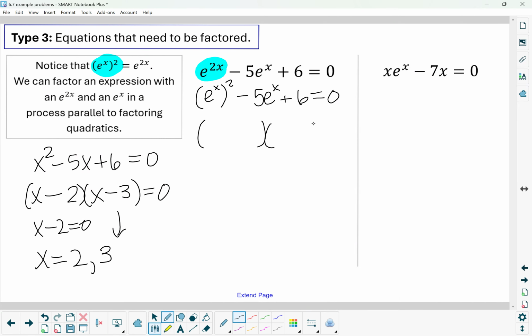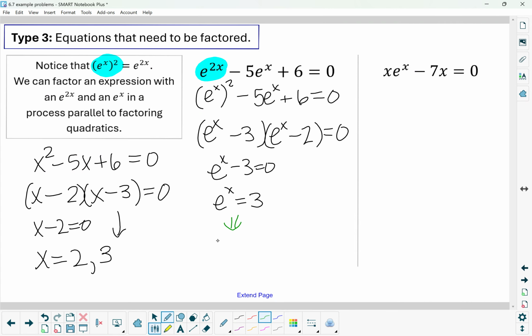The difference is when you are thinking about what goes in that first spot, it's not an x, it's an e to the power x. We would still be thinking about that 6 to get a 2 and a 3. And then we wouldn't be finished at this step right here. This is normally sort of where we're like, okay, I'm done. We get e to the x equals 3, and now we have an exponential equation, with that exponential by itself. We're going to convert it into a log to get our final answer.